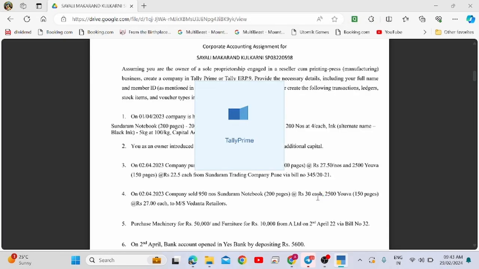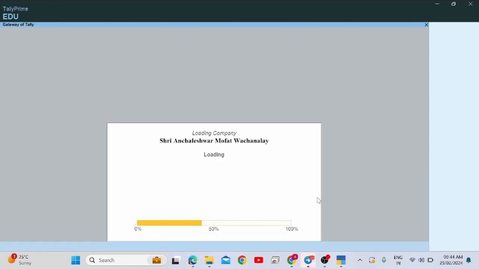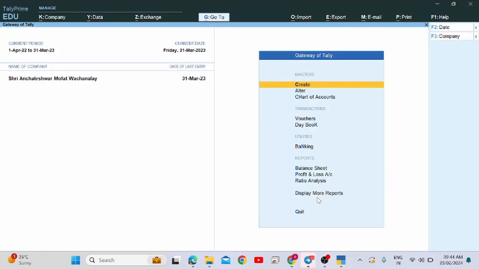I am starting my software, which is there already, Tally Prime. This may take 1 or 2 minutes, and then Tally will ask whether you have a license or not. We don't have one, therefore select the first option, to use the free educational version. And then if you have already created a company, well and good. If not, then create the company.